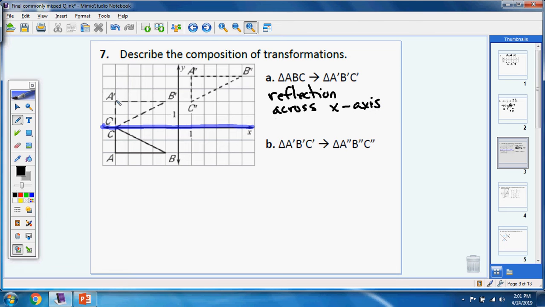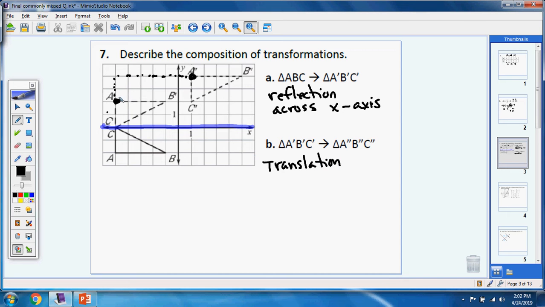All right, now the question is, how does this A prime become a double prime? Well, it's not a rotation because the image is not turning. It's not another reflection. It has to be a translation. So you're really just going to figure out how many you count. You count up 1, 2, and right 1, 2, 3, 4, 5, 6. So we would say translation.